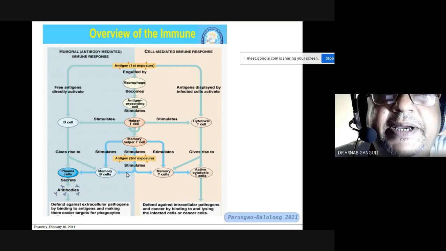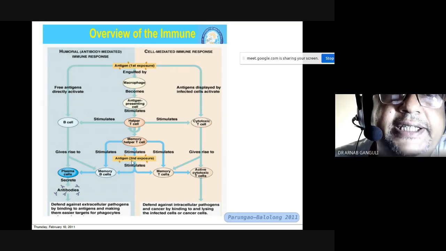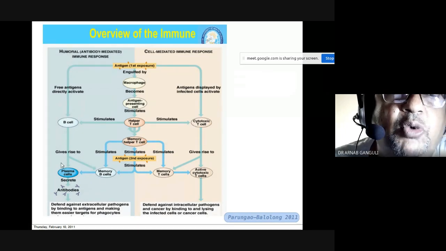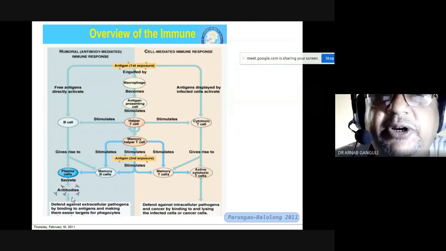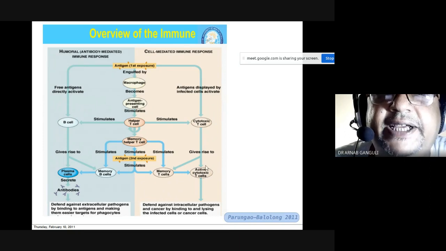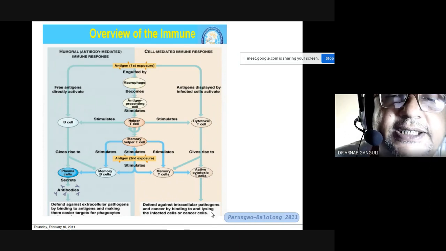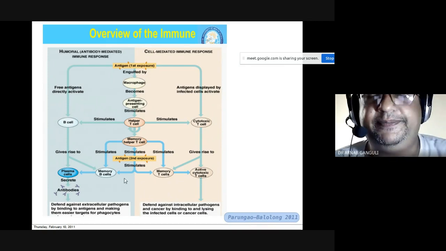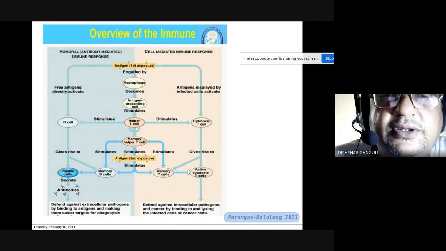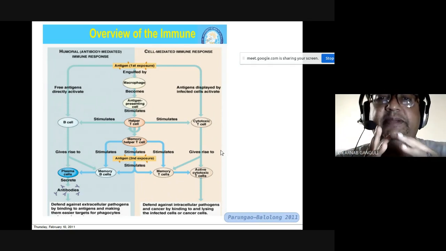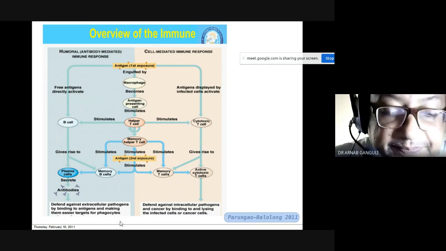And memory B cells, on second exposure to the antigen, immediately these memory helper T cells are stimulated, and more plasma cells to secrete antibody are produced. Now, cytotoxic T cells become active cytotoxic T cells, which defend against pathogens. And antibodies make a target for complements. So this is how the whole humoral and cell mediated immune response takes place.